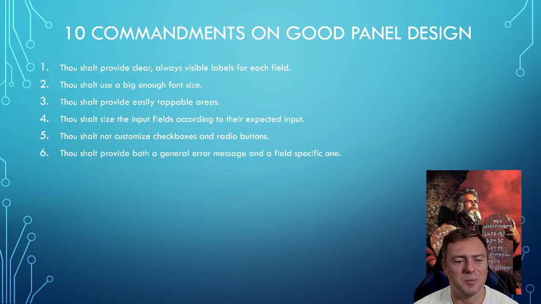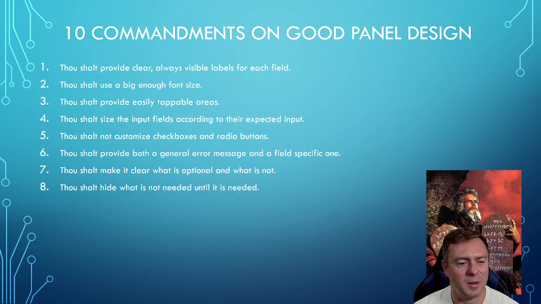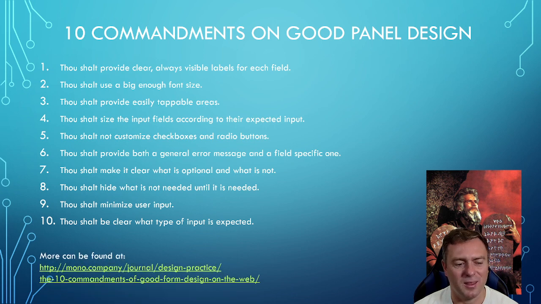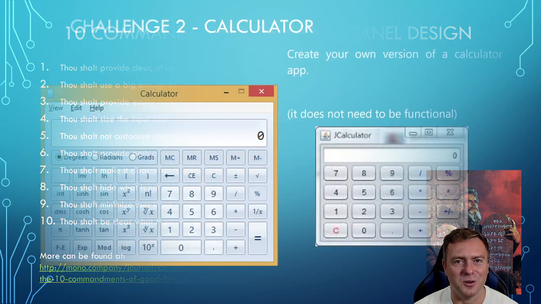Number 6 is thou shalt provide a general error message and a field specific one when things go wrong. Number 7 is thou shalt make it clear what is optional and what is not. Number 8, thou shalt hide what is not needed until it is needed. And number 9, thou shalt minimize the user input so then there's not so many problems. And the lucky last, number 10, thou shalt be clear what type of input is expected. So should they be typing their first name? Should they be clicking on age? There's all these different things, and there's a whole heap more there that are quite good to go through.